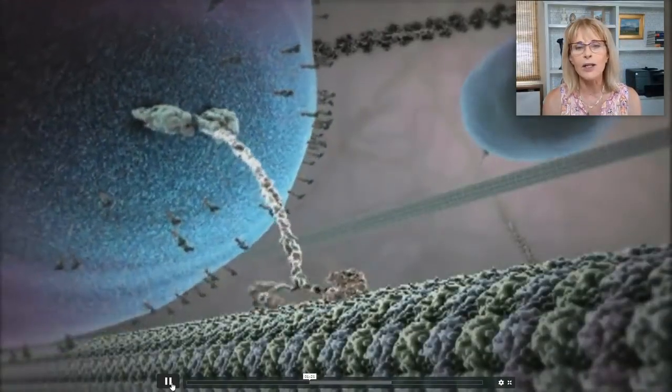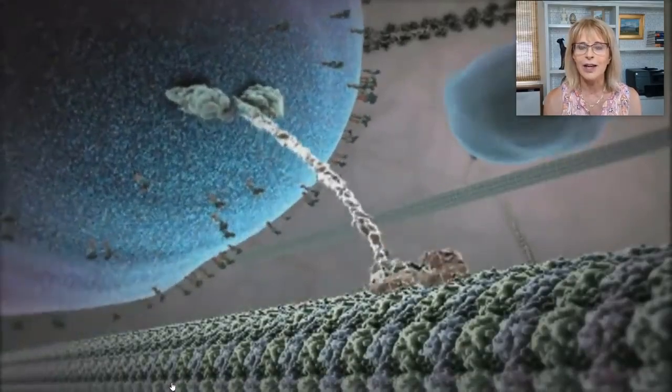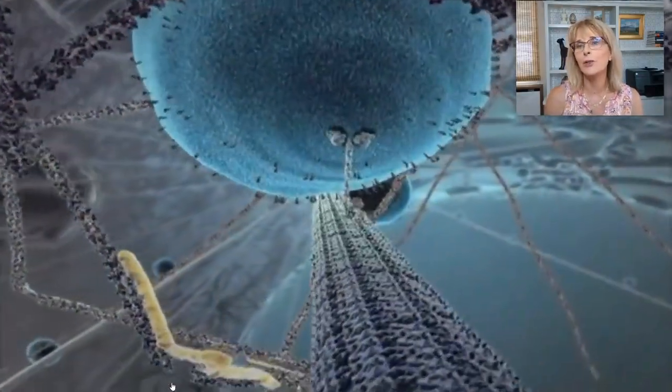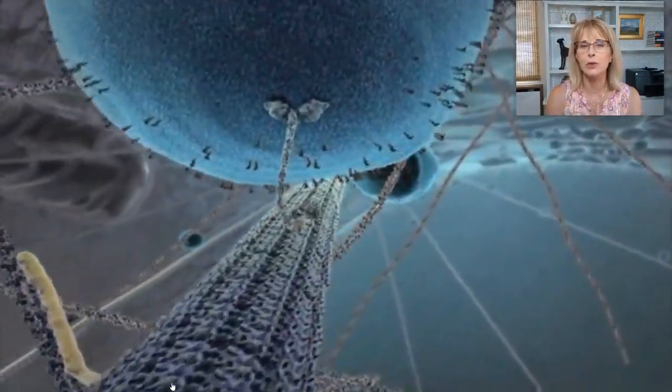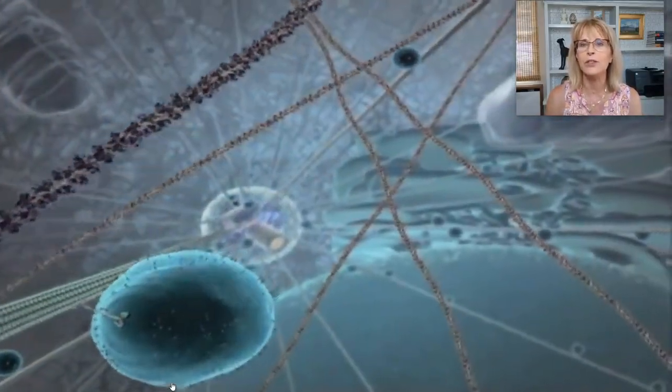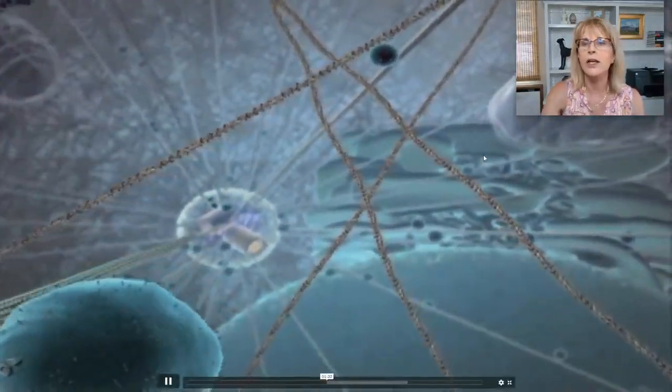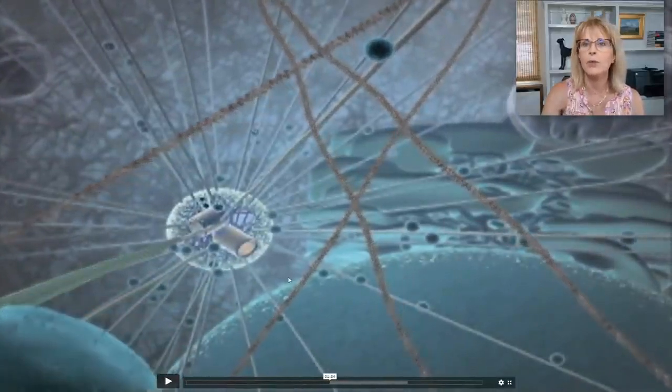Now you can see him walking along the surface, and that movement is actually the way these particular proteins move and walk along the length of the cytoskeleton. Oh, this is exciting. Oh, darn it. Hold on, let me move myself.